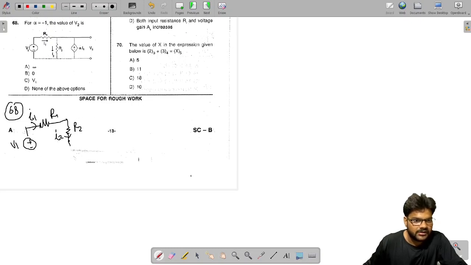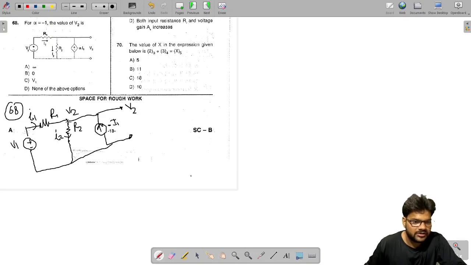Okay, and this current source we are given an alpha, we have to put minus 1, so it will become minus I1, and then we have to find this V2. So what we are asked is the value of V2. V2 is the open circuit voltage. So this voltage V2 here, V2 will also be here. So let us apply KCL at node V2, that is at this node.